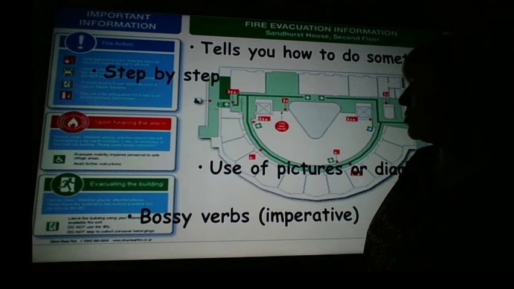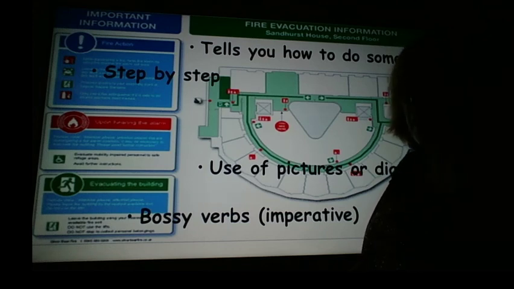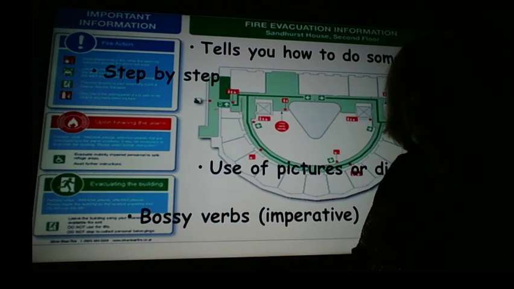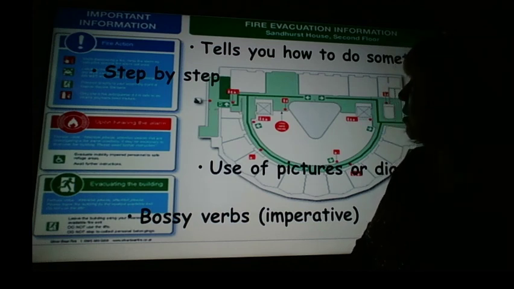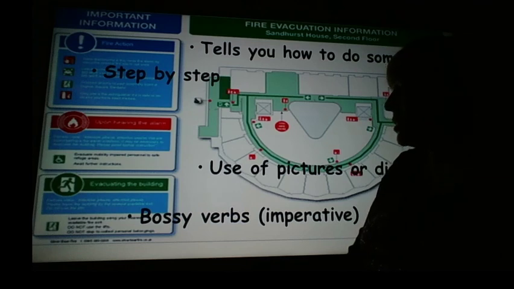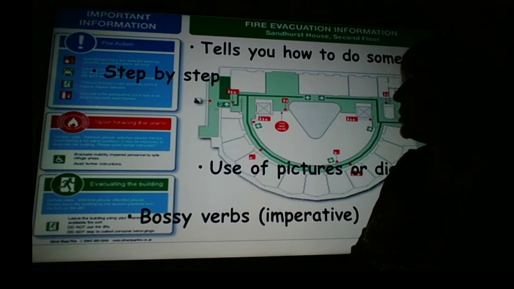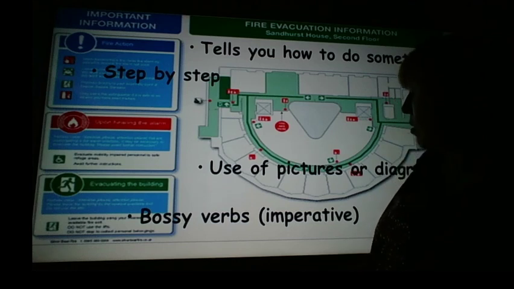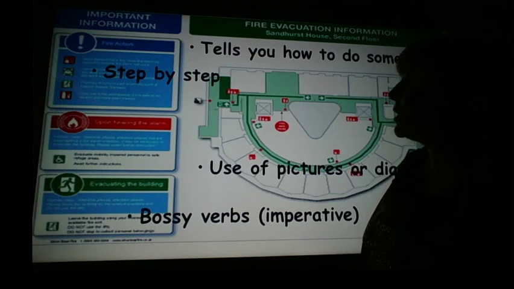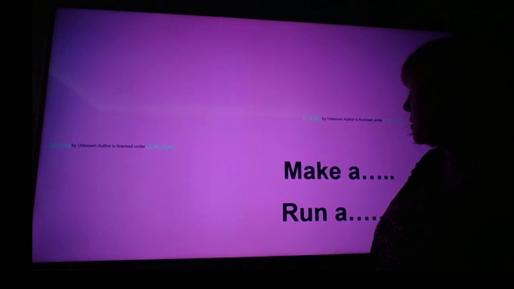So it does also use bossy verbs, the imperative verb, and sometimes that's the negative when you're looking at fire evacuation, because it will say things like do not run, do not use the lift, and obviously our verb is use, but we're saying do not use. So there are always bossy verbs at the beginning of the sentence.